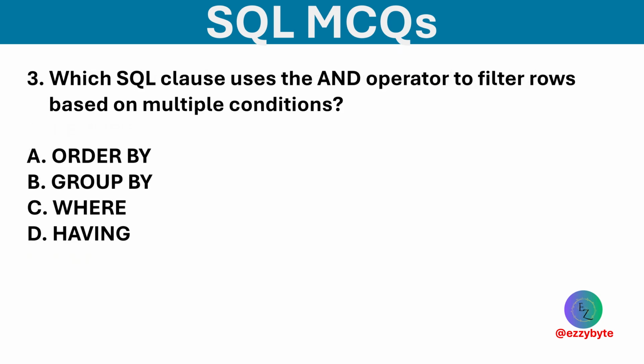Which SQL clause uses AND operator to filter rows based on multiple conditions? Options are order by, group by, where, and having. Option C is correct. The where clause uses AND to ensure all given conditions are true when filtering rows.